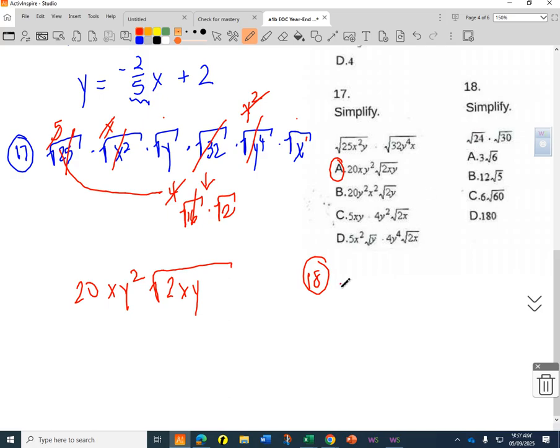What's the perfect square factor of 24? 4 is the perfect square, so it's the square root of 4 times the square root of 6. And how about 30? Is there a perfect square factor in 30? 1 times 30, 2 times 15, 5 times 6. No perfect squares, right? So we're going to bring that down. Square root of 4 is 2. Now, these can't be simplified, so we're going to multiply them. So is that our final answer?